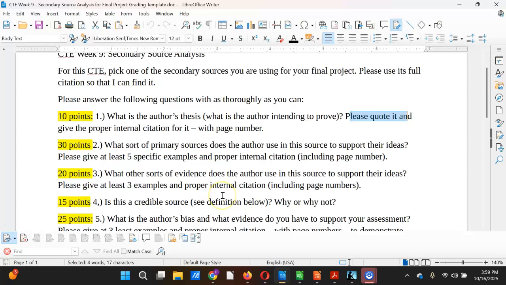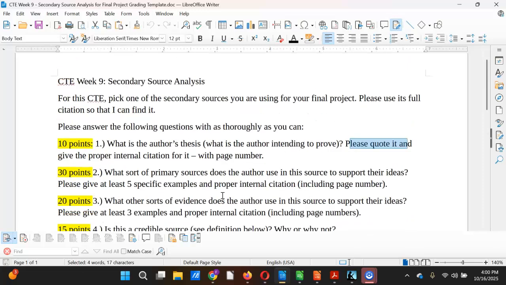All right, so with that in mind, I'm going to stop here. This is the CTE for week 9. Again, secondary source analysis of a source that you are using in your final project, hopefully. I encourage you, well, hopefully, if you're getting this far, you've already listened to me, but I encourage you to apply these ideas when you're doing your annotated bibliography, because that's 15% of your final grade. So it's nothing to mess around with, nothing to wait until the last minute to do.